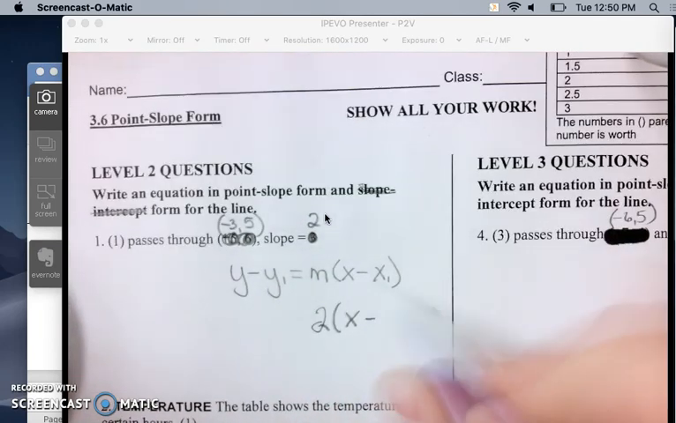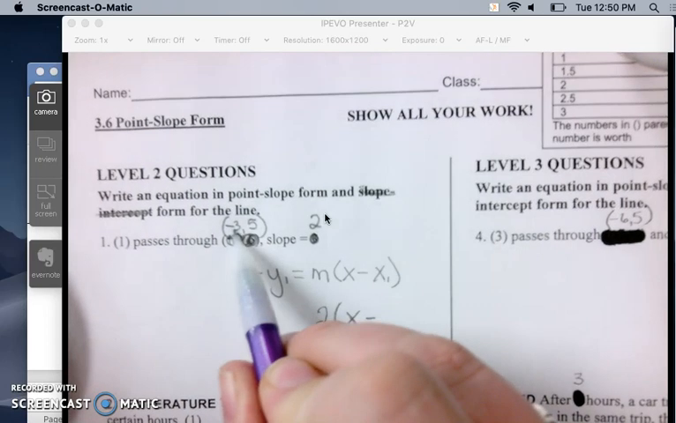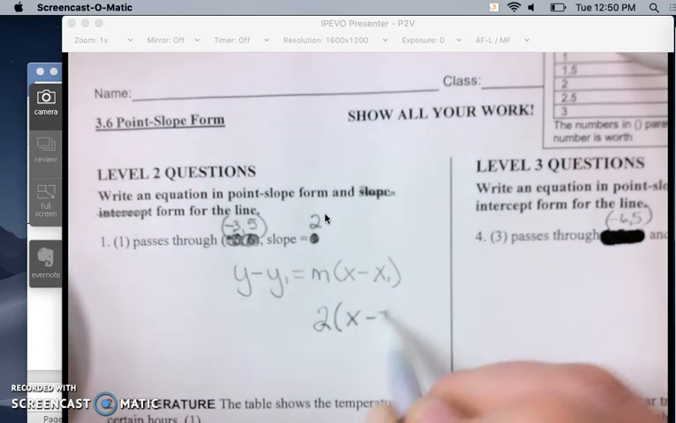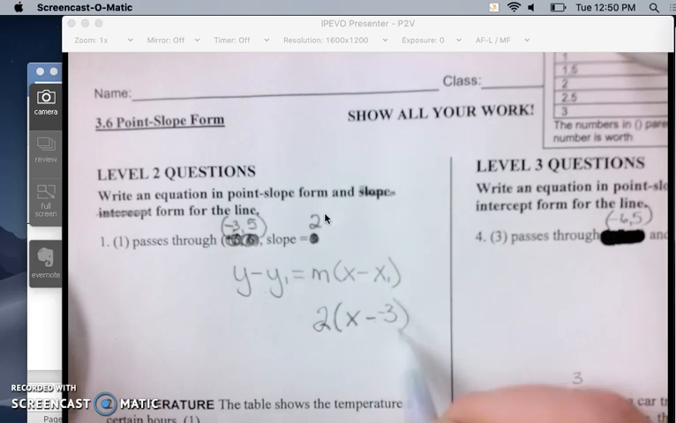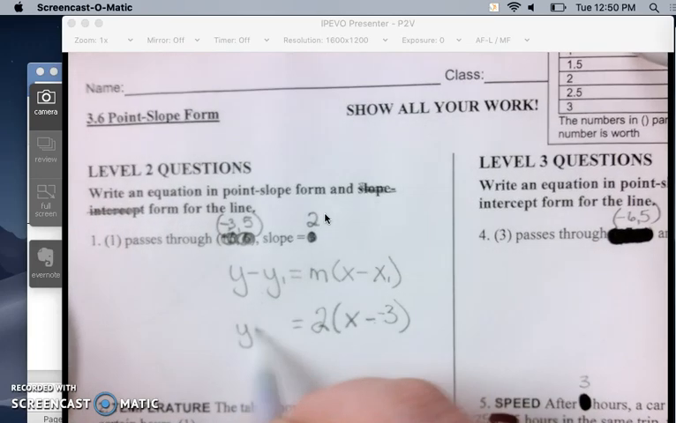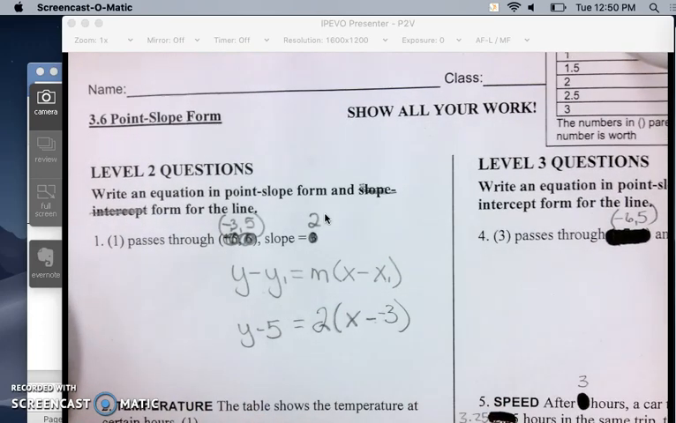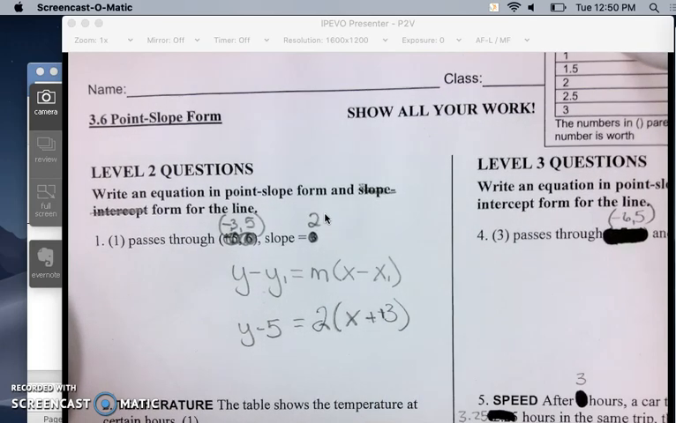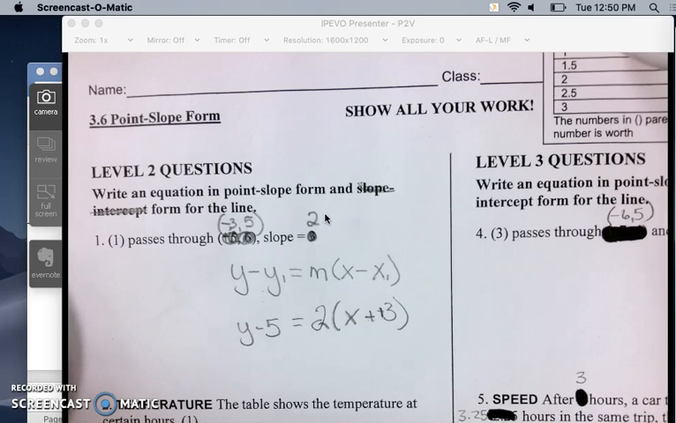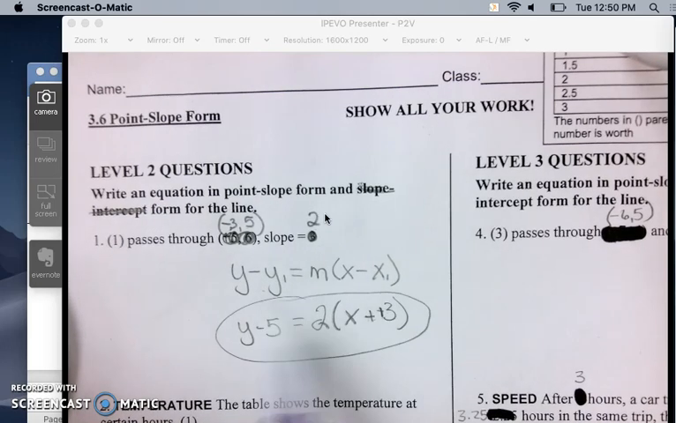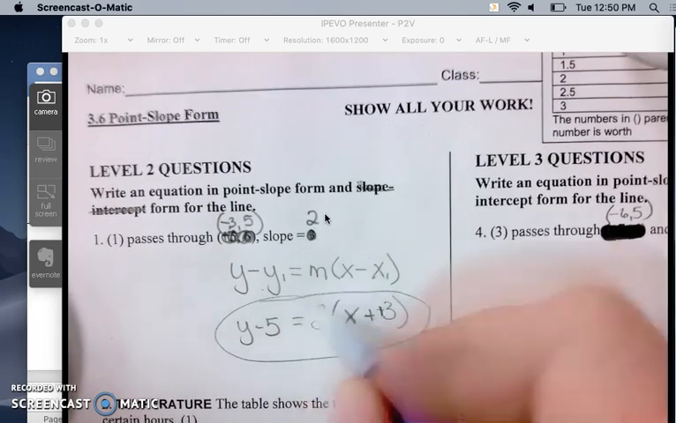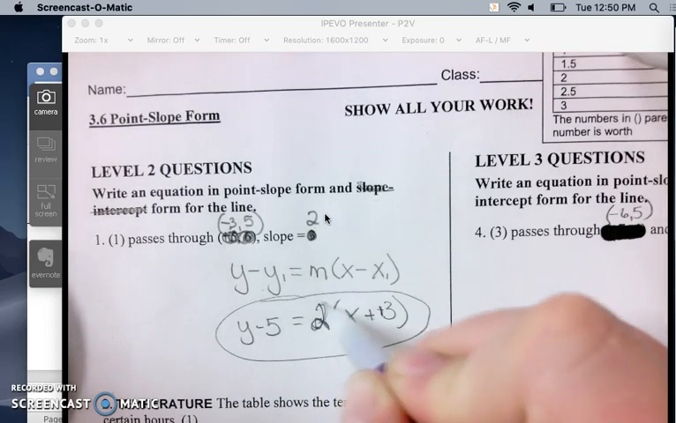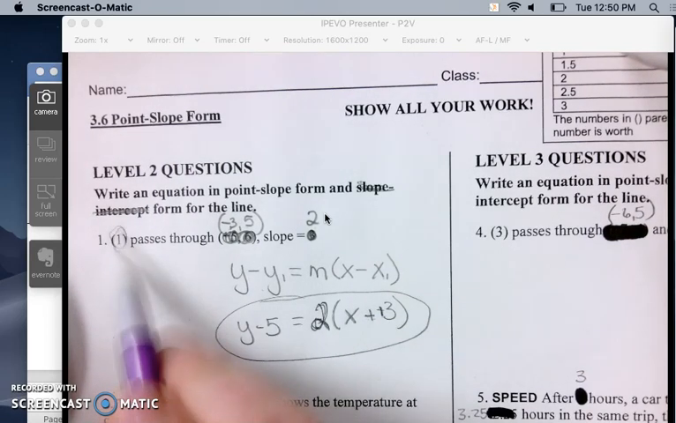x minus my x point, which is always this first one here, so minus a -3, and y minus the 5. Here I can change this minus the negative. I want you to change it to x plus 3. This is your answer. The whole thing has to be correct for you to get that 1 point.